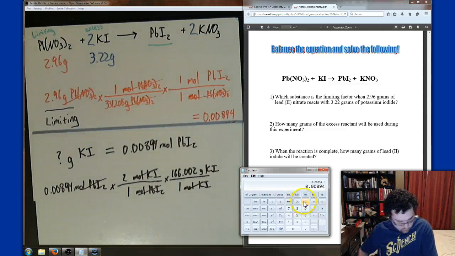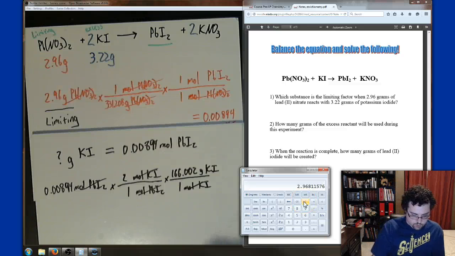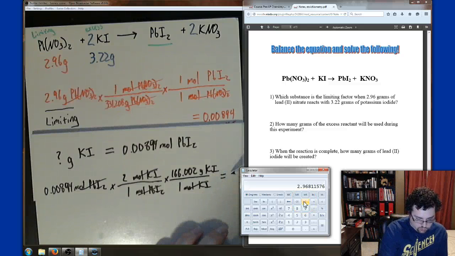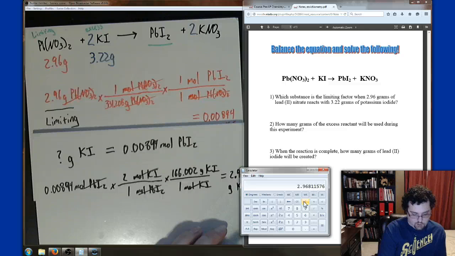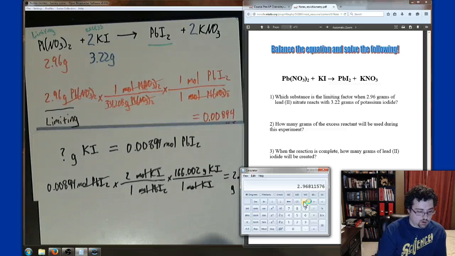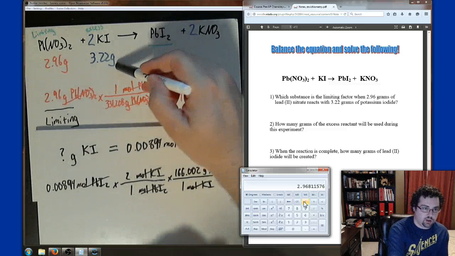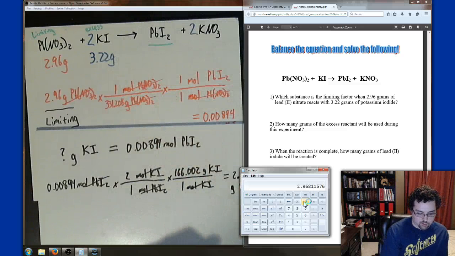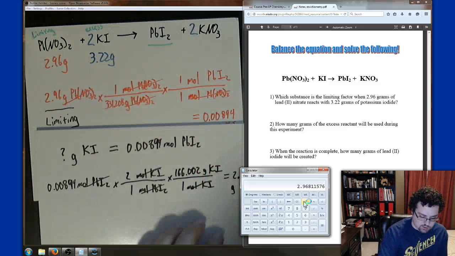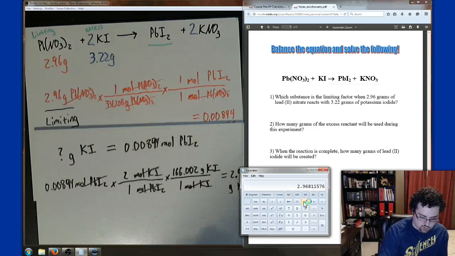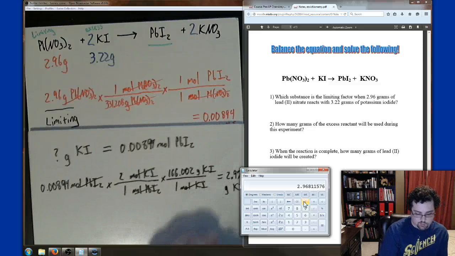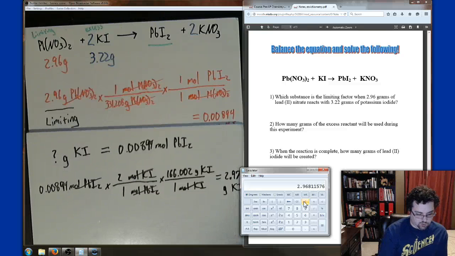0.00894 times 2 times 166.02. So that equals 2.96 grams of KI. That's how much I'm going to use. I had 3.22 grams, so I do end up with some excess. Okay, I used 2.96. Oh, actually, it's 2.968, so I need to round that to 2.97 grams. That's how much I end up using.